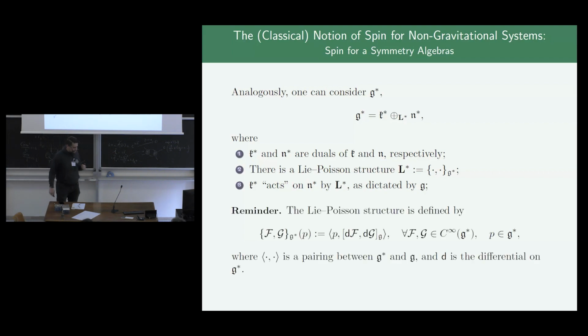What is the Lie-Poisson structure? If you have two functions on the dual of the Lie algebra, and define a pairing between the Lie algebra and its dual, you can define the Lie-Poisson structure by that formula, where the differential of a function should be thought of as a map to the Lie algebra.